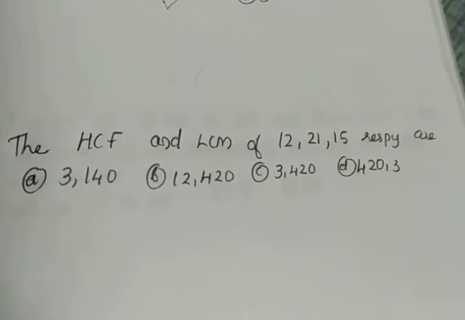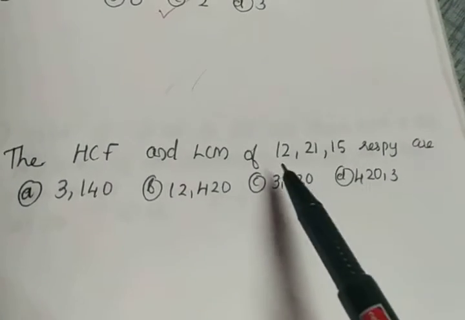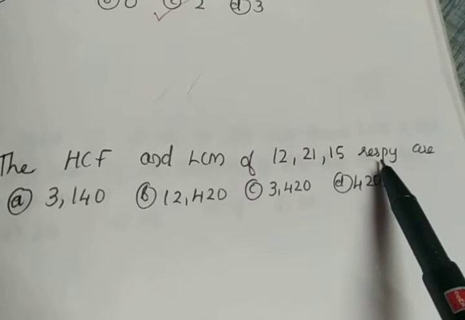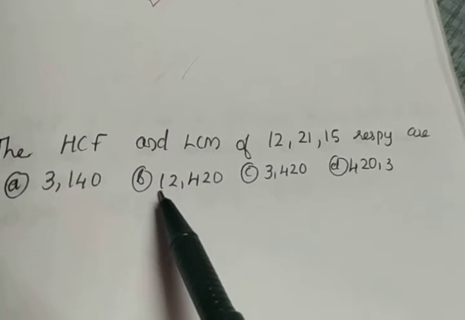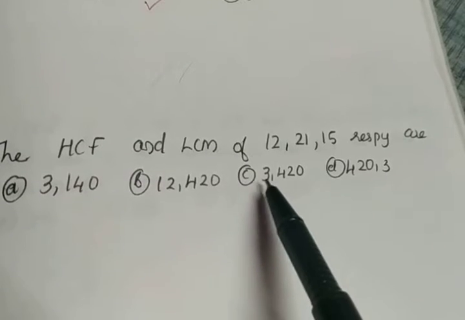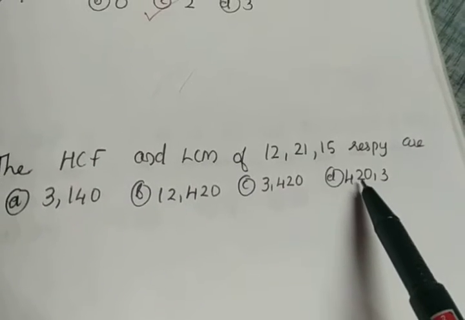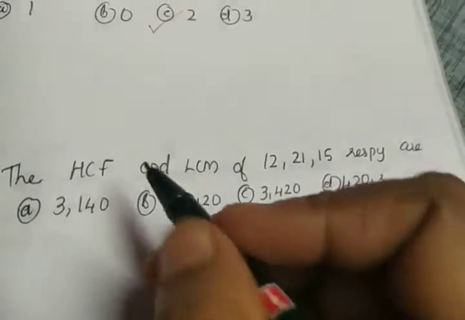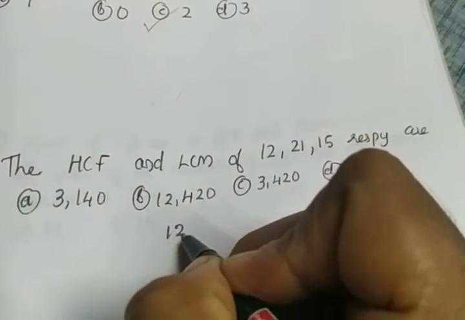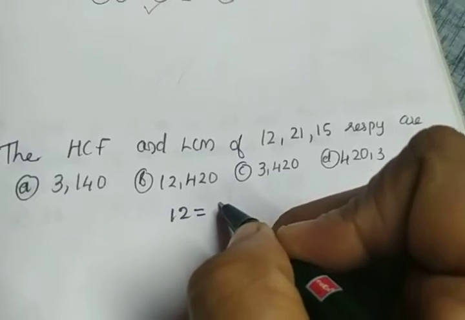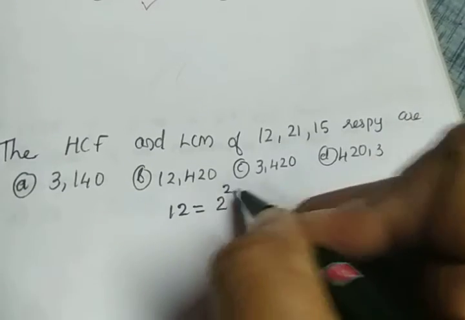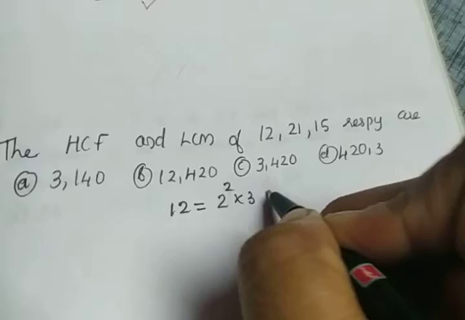Moving to the third question. HCF and LCM of 12, 21, 15 respectively are: option A is 3, 140, option B is 12, 420, option C is 3, 420 and option D is 423. So we have to find the HCF and LCM. For that, what will we do? We will do the prime factorization. 4 into 3 gives you 12. 4 can be written as 2 square, so 2 square into 3 is 12.